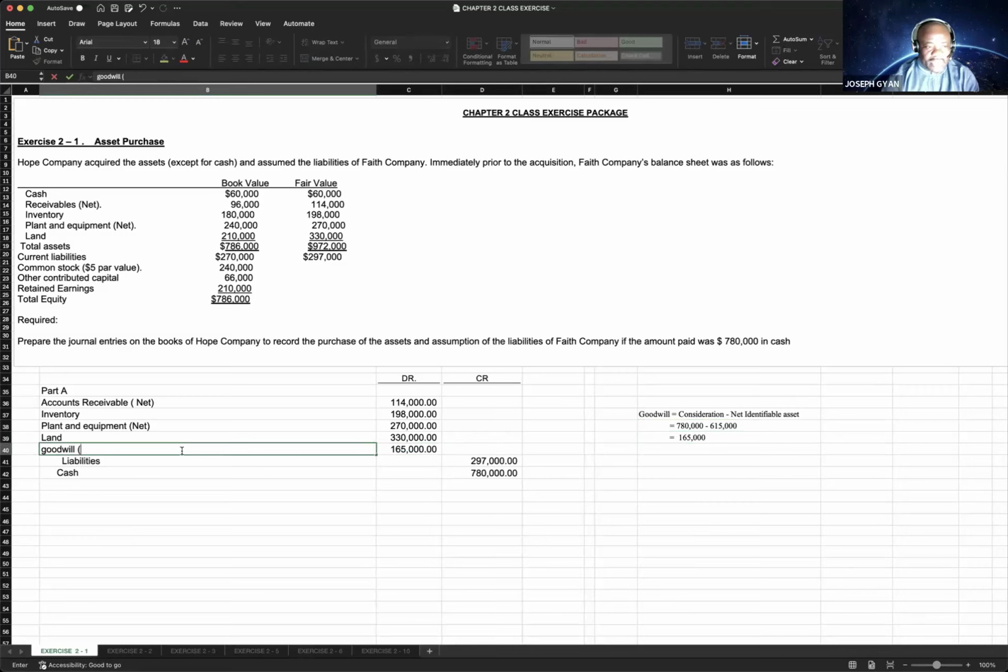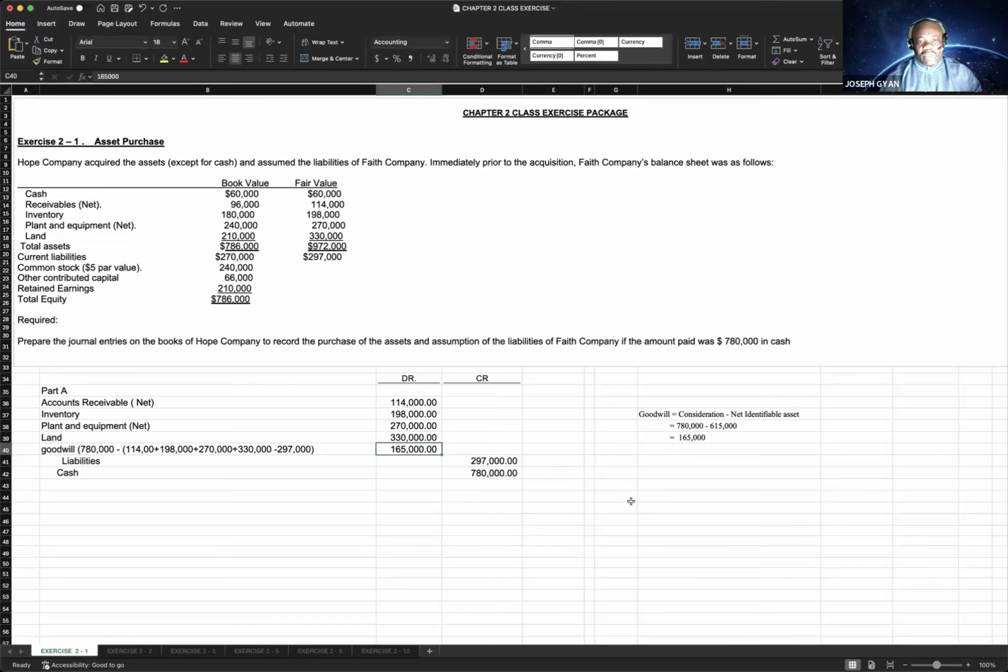You can also do it here if you want. I can do it here: 780,000 minus the identifiable 114 plus 198 plus 270 plus 330 plus, no, minus 297. I think it's going to give you the same thing. So this is the goodwill. Any question before I continue?